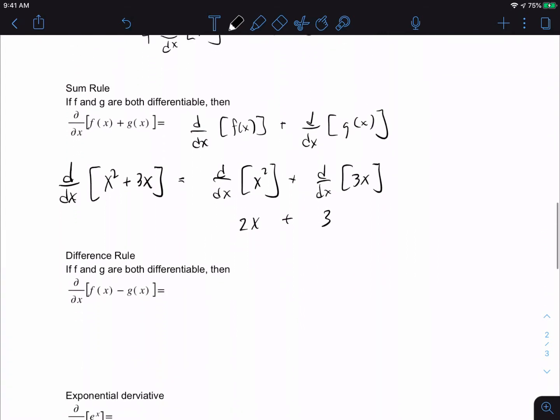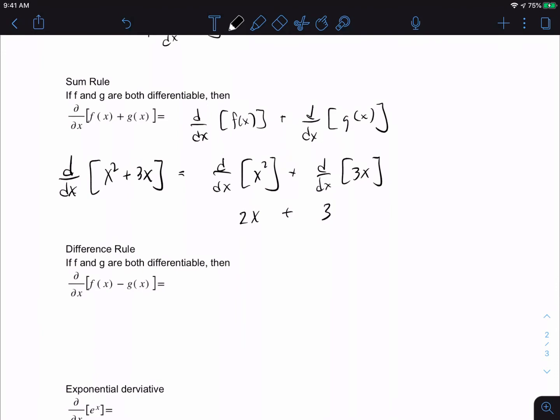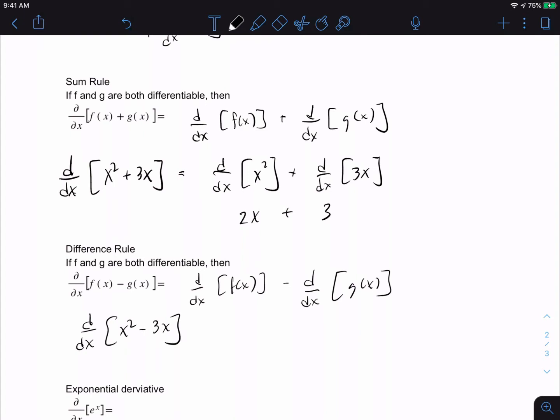Okay, the difference, same thing. There's nothing special about it. So if I took that example that we did before, but instead of having a plus, I made it a minus. And we see this is going to be 2x minus 3. That's the only difference. It isn't crazy.